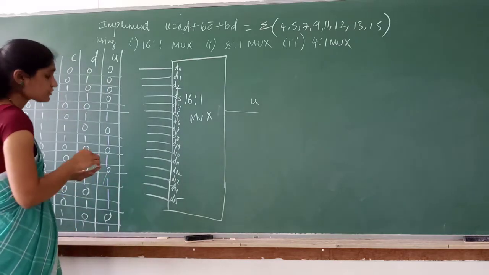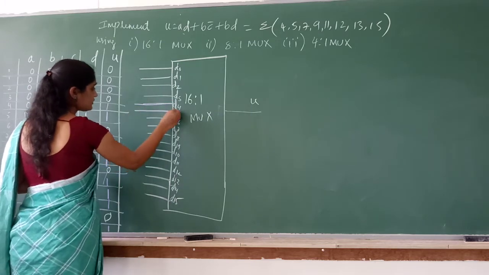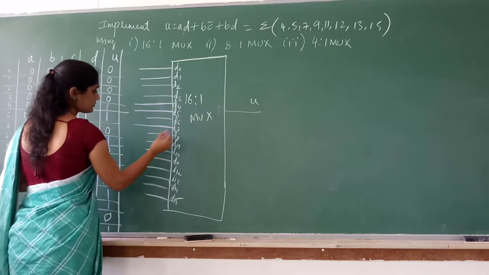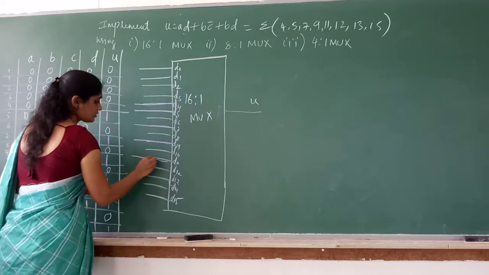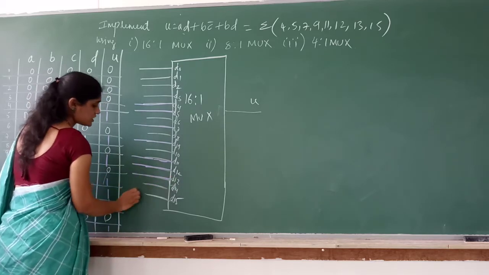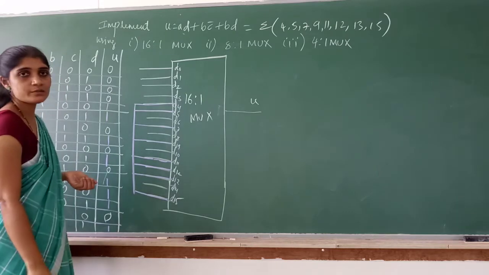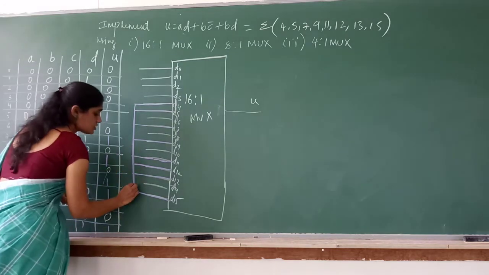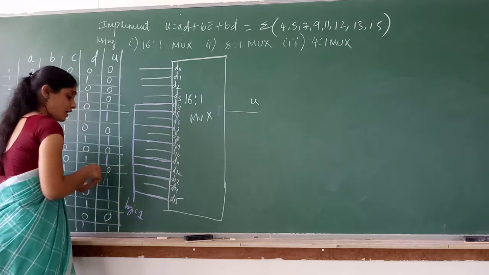What are the min terms? 4, 5, 7, 9, 11, 12, 13, 15. Connect these to what? Min terms, connect these to logic 1, or to VCC.